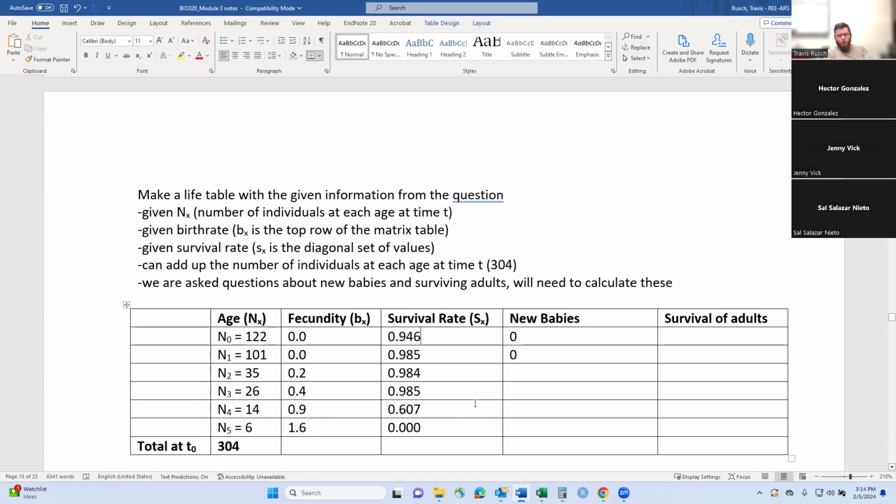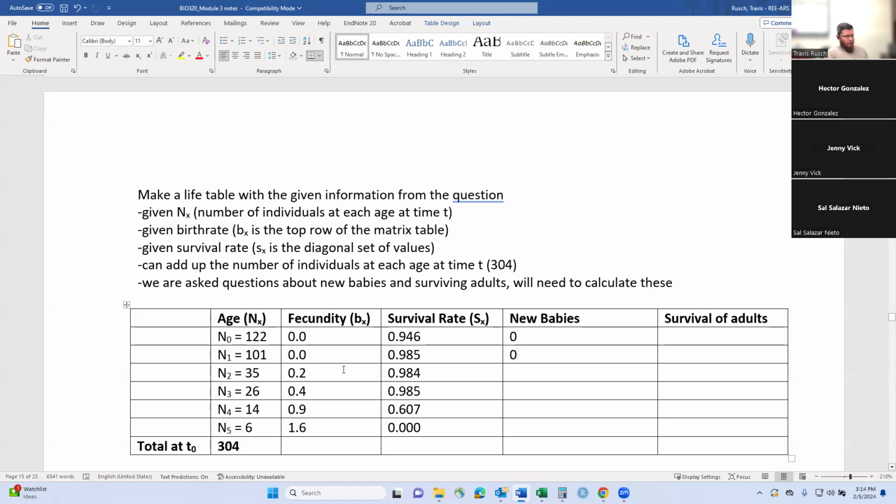But if we look at the questions, they're going to ask us how many newborns, or how many individuals in the next age class we are going to see. That's going to depend on how many individuals are born by each age category, as well as how many of each age category survive. So I make these two columns, and I put zeros here because the fecundity is 0. Newborns from the current year are not going to make any new babies. One-year-olds have a 0, so they're also not going to make any new babies. But we can calculate based on the fecundity and the number of individuals.